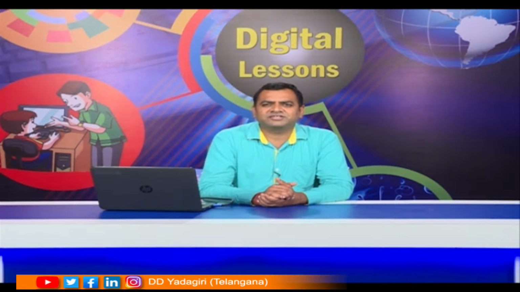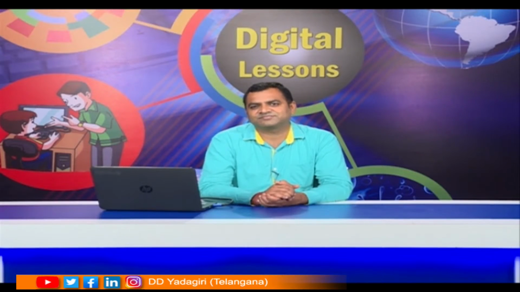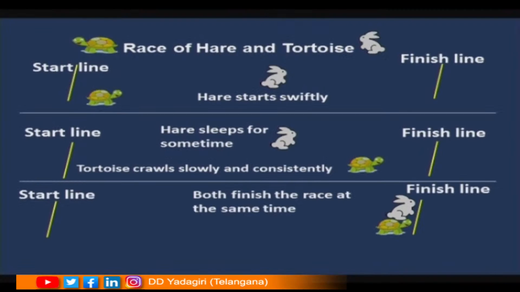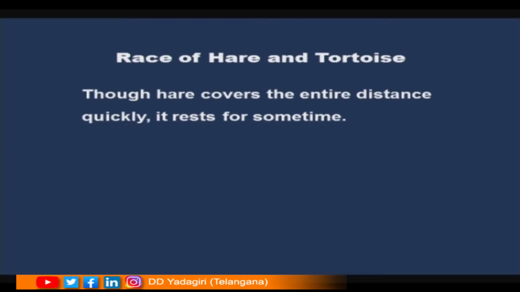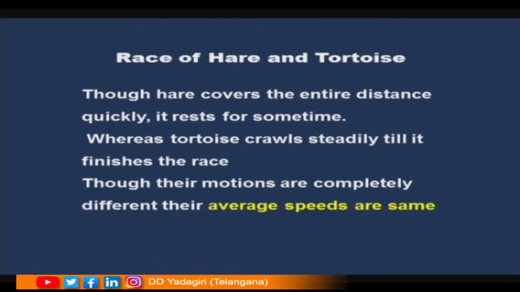Children, I would like to make a small change in this story. Let both hare and tortoise win the race. Both hare and tortoise finish the race at the same time. Though the hare covers the entire distance quickly, it rests for some time, whereas the tortoise crawls steadily till it finishes the race. Though their motions are completely different, their average speeds are same.